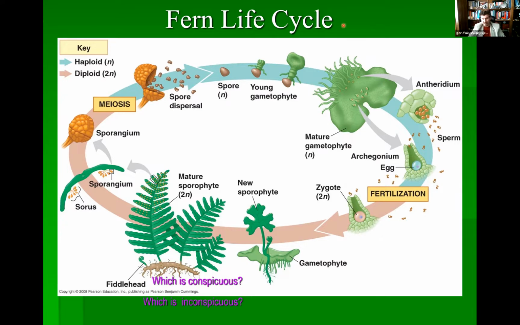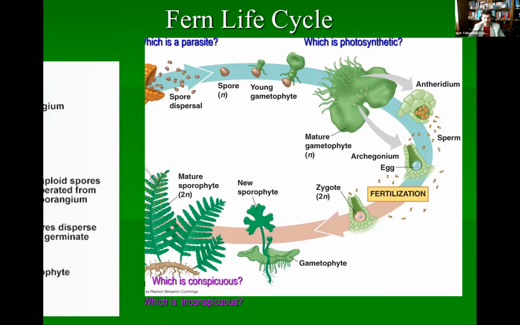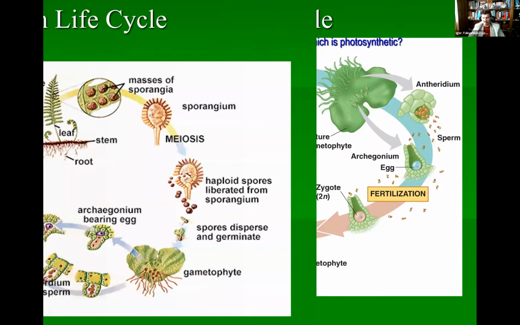So which one is inconspicuous? Generally, the mature gametophyte will be inconspicuous. Which one is free living? Both of them. Which one is a parasite? Neither of them. Which one is photosynthetic? Well, both of them. Which one is haploid? The gametophyte is haploid, and the sporophyte is diploid. So exactly the same thing.